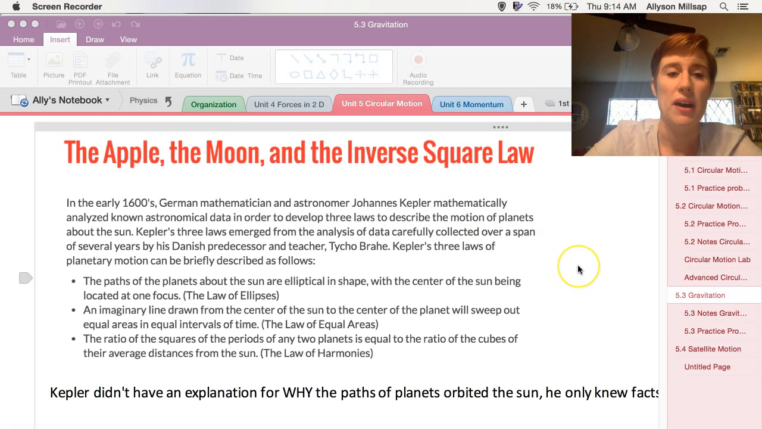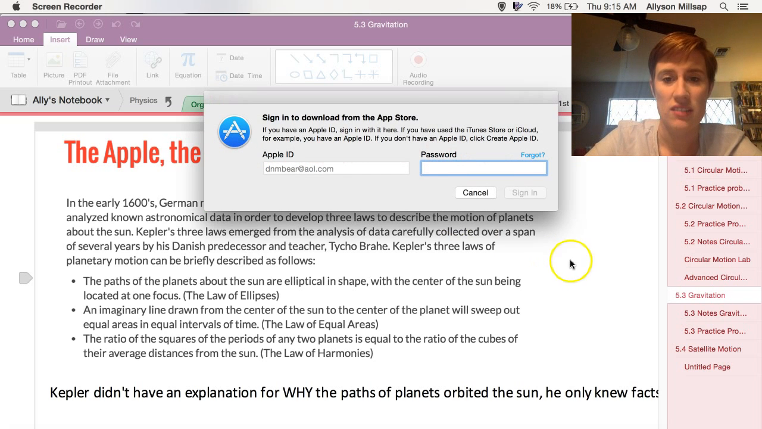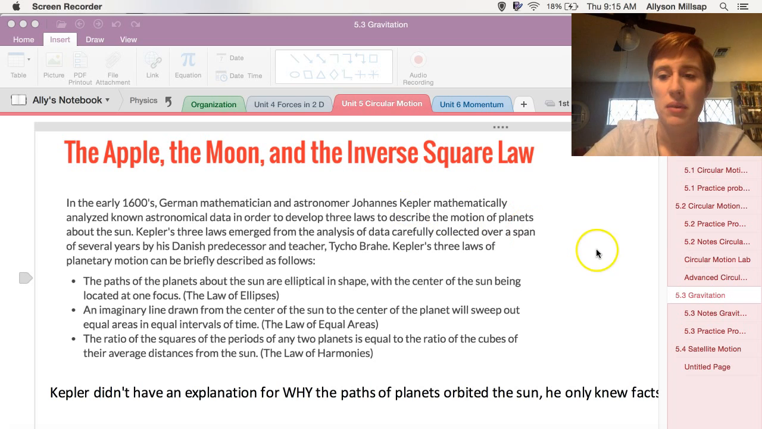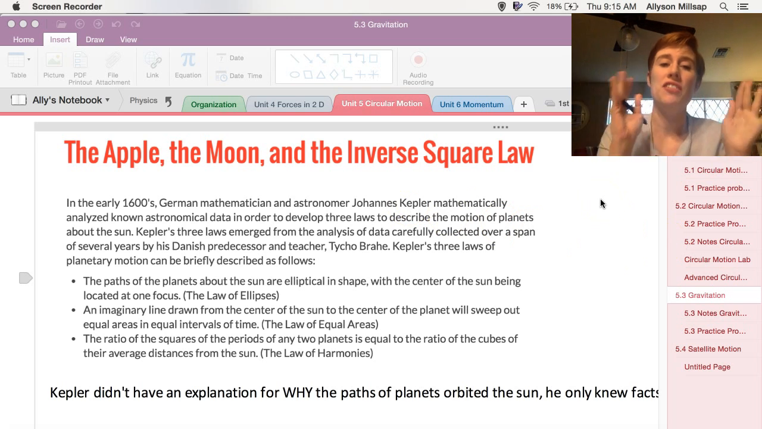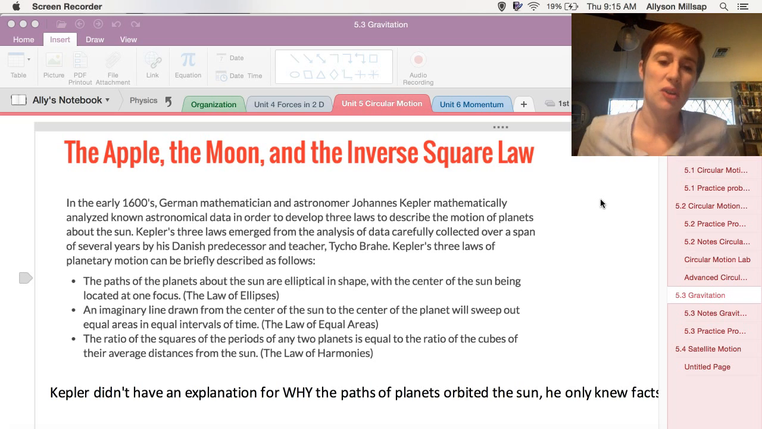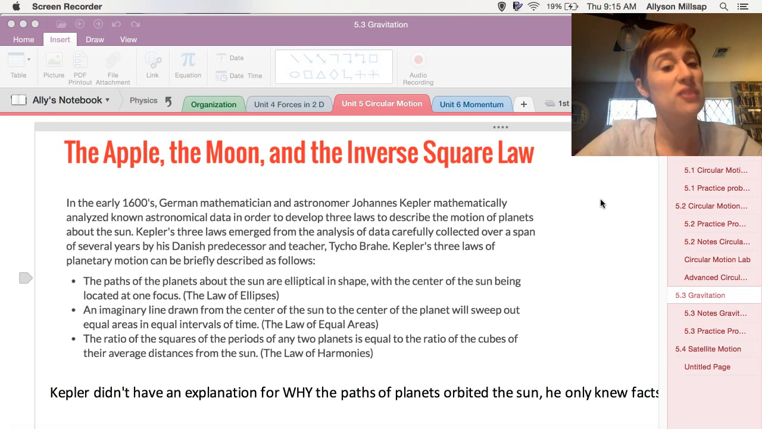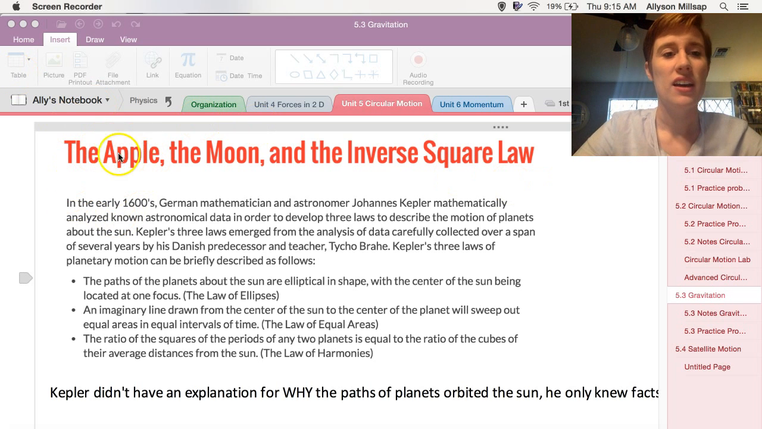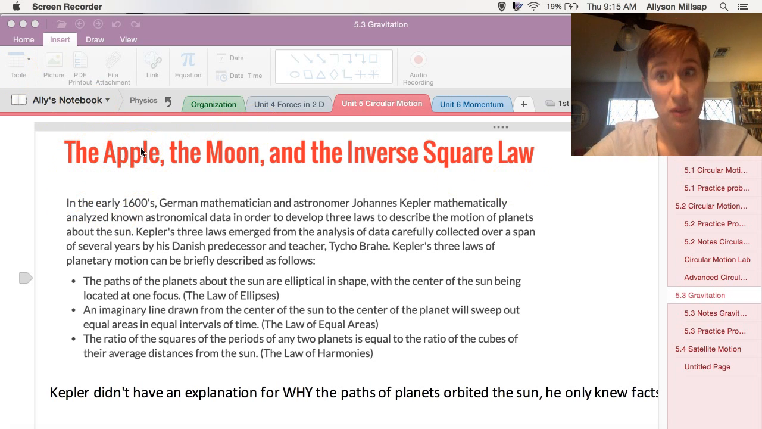Today we're going to be talking about gravitation, and the title of our lesson is The Apple, the Moon, and the Inverse Square Law. If you know anything about gravity and Sir Isaac Newton, you may understand where I'm coming from when I'm referring to the apple. But if you don't know about that, I'll save that fun little piece of information for later.